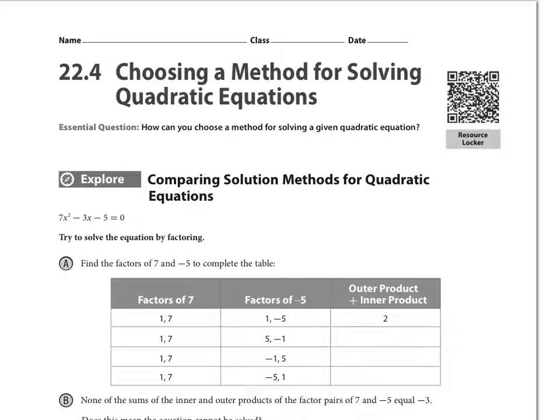22.4, choosing a method for solving quadratic equations. So we've looked at different methods of solving, factoring being one. So we go all the way back to the module I introduced, but also module 20, and you look at factoring as a method of solving equations.